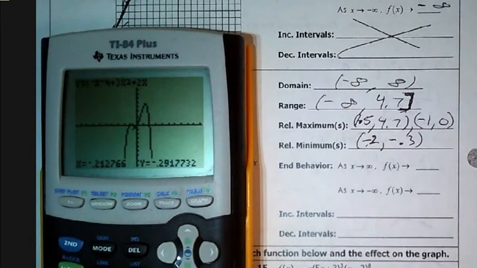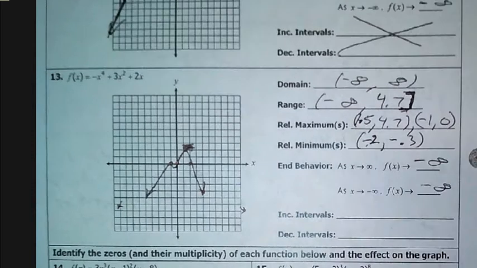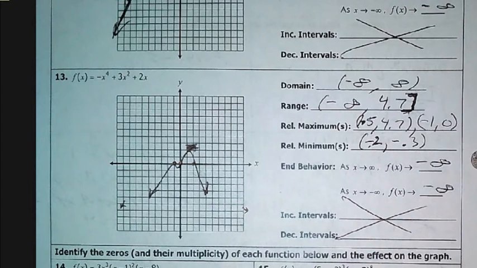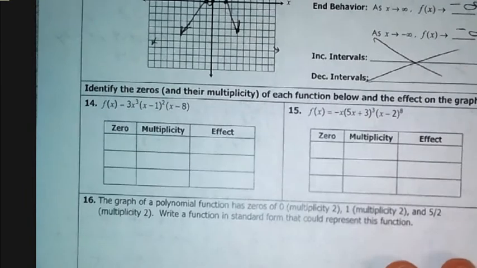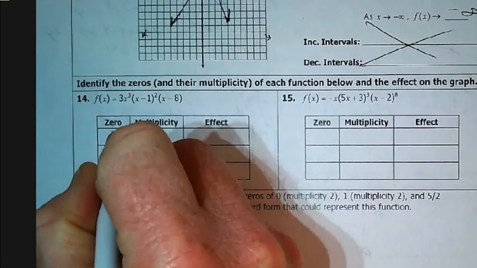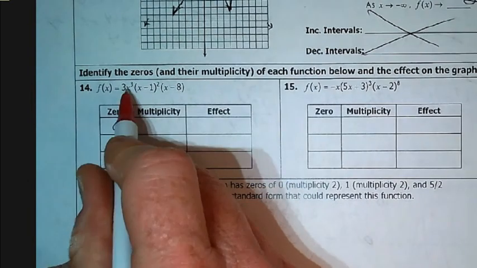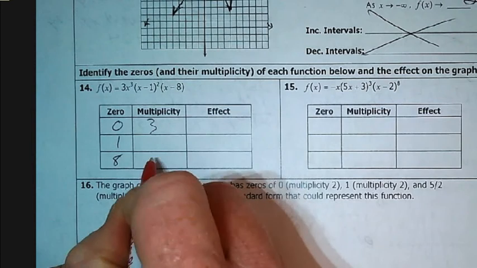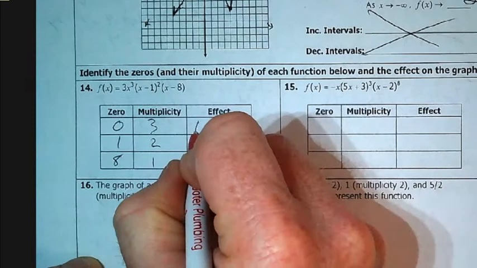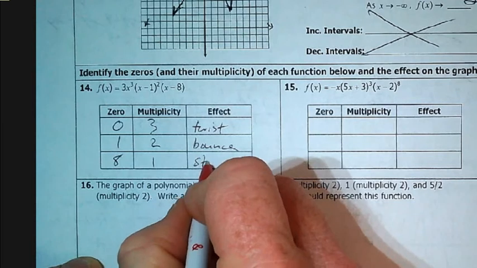Okay, the end behavior of this graph. It's going down on both sides, so negative infinity both places. If it goes up, it's positive. If it goes down, it's negative. That's that simple. Alright, last little part here has to do with multiplicity and zeros. So, we see that the zeros of this function are 0, 1, and 8. The multiplicity of the first 0 here is 3, and then 2 for the 1, and then 1 for the 8. So, multiplicity of 3 tells us there's a twist. 2 is a bounce, 1 is straight through it.